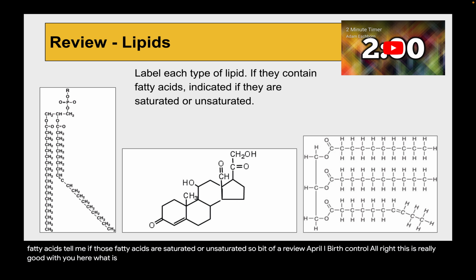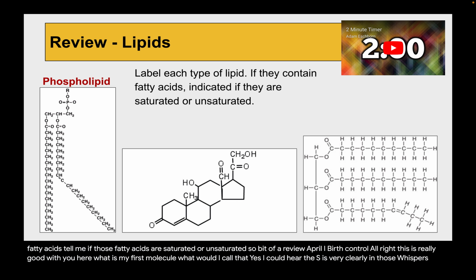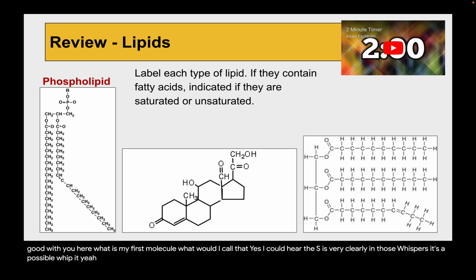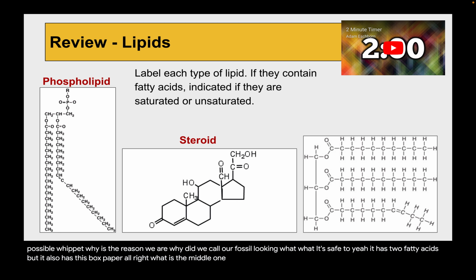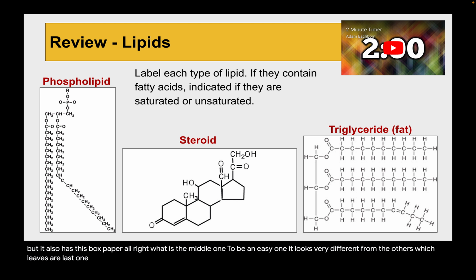What is my first molecule? What would I call that? Phospholipid. Yes, I could hear the S's very clearly in those whispers. It's a phospholipid. Why did we call it a phospholipid? What led us to that conclusion? Its shape, yeah. It has two fatty acids, but it also has this phosphate group on top. All right, what is the middle one? Steroid. This one should be an easy one. It looks very different from the others, which leaves our last one as our fat, or as our triglyceride.